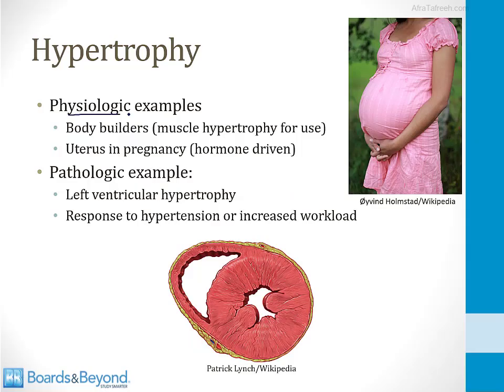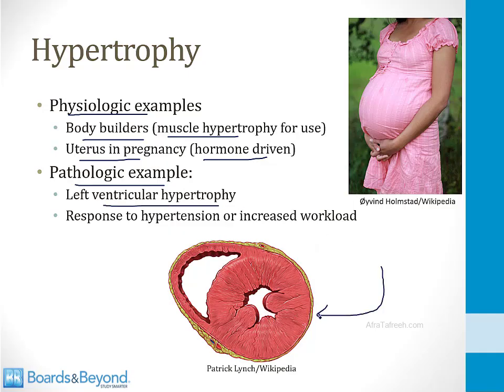So there are a number of physiologic examples of stressors that lead to hypertrophy. Bodybuilders, like I showed you on the last slide, undergo muscle hypertrophy. The uterus undergoes hypertrophy in pregnancy. This is driven by the hormones of the pregnant state. And then the classic pathologic example of hypertrophy is a cardiology example, left ventricular hypertrophy. So this is a drawing on the screen of a left ventricle that has very thick walls. This is an example of concentric hypertrophy. And this occurs in the left ventricle when people have hypertension or there's an increased workload on the heart.